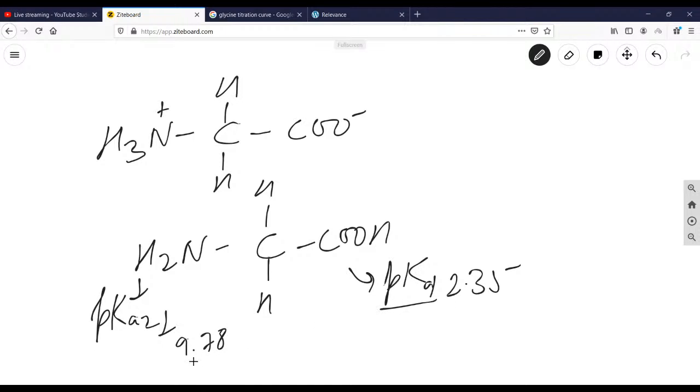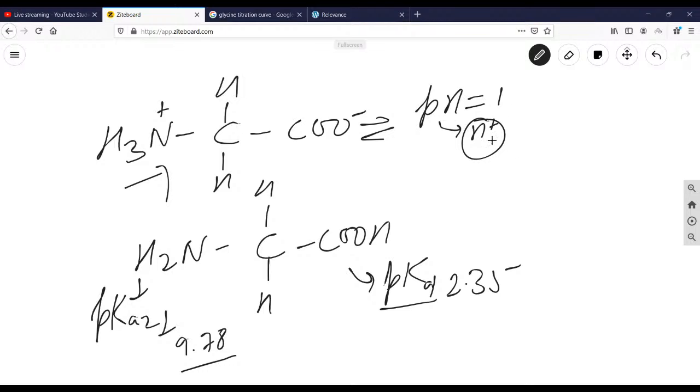At this and this pH, the resistance to changing the pH will be maximum, meaning they will be buffering maximally. They will have the most buffering effect. If you have a pH of 1, let's keep this solution at pH 1. What will happen? pH 1 means lots and lots of H plus ions are there. So from this zwitterionic stage, pH 1 is a lot of H plus ions.